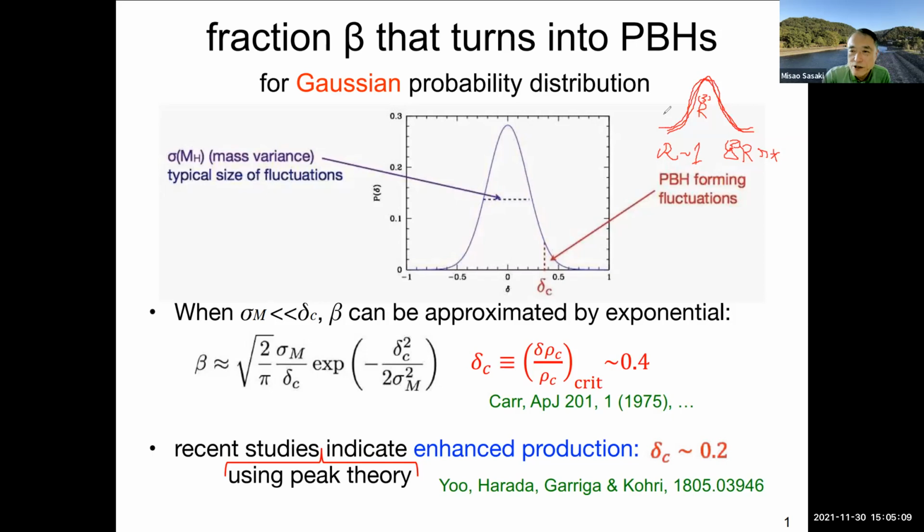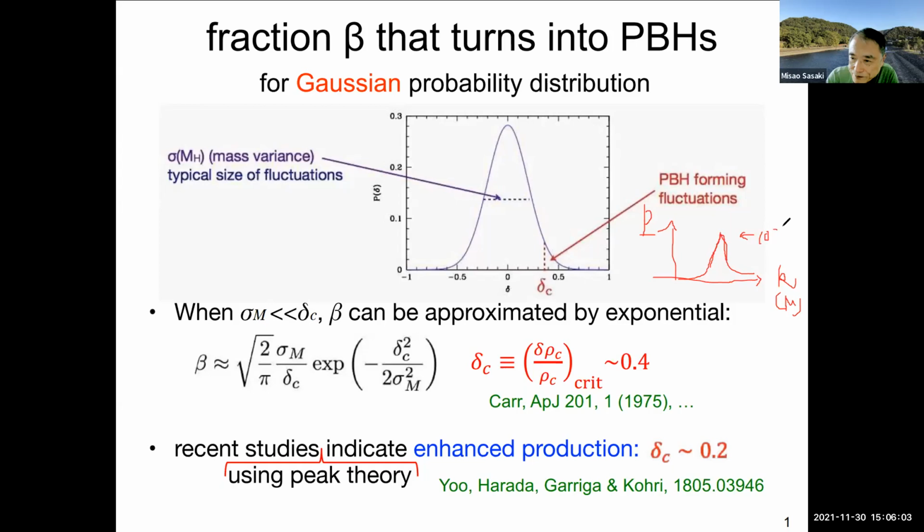This peak theory has been used extensively in large scale structure formation and clustering discussions. Of course, it cannot be used in parallel in the PBH formation case, but you may apply many of the techniques to this case. The results indicate that if you have a fairly sharp peak in the power spectrum, that is, in P of K or maybe sigma of M, you have some peak spectrum with an amplitude of about 10 to the minus 2 or so.